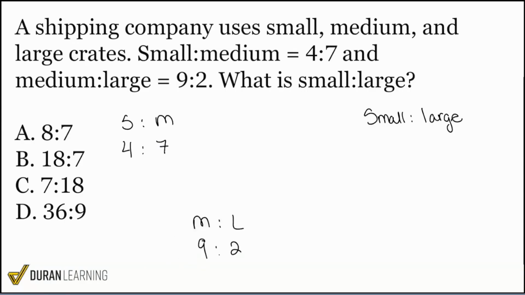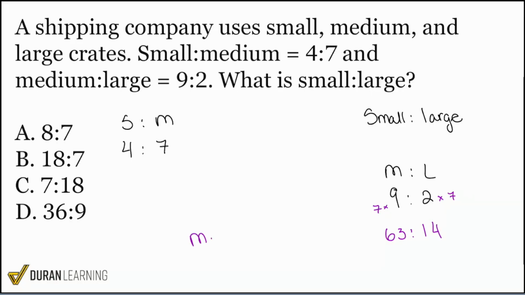So that's what I'm going to do. Let me show you what that's going to look like over here. Everybody, help me out. 9 times 7 is what's going to give you 63. But if I'm going to do that on the left side, I'm going to have to do that on the right side. What's 2 times 7, everybody? That's going to be 14. Absolutely. So there we go. I have my medium to large. Let me write this in purple. My medium to large is going to be 63 to 14.